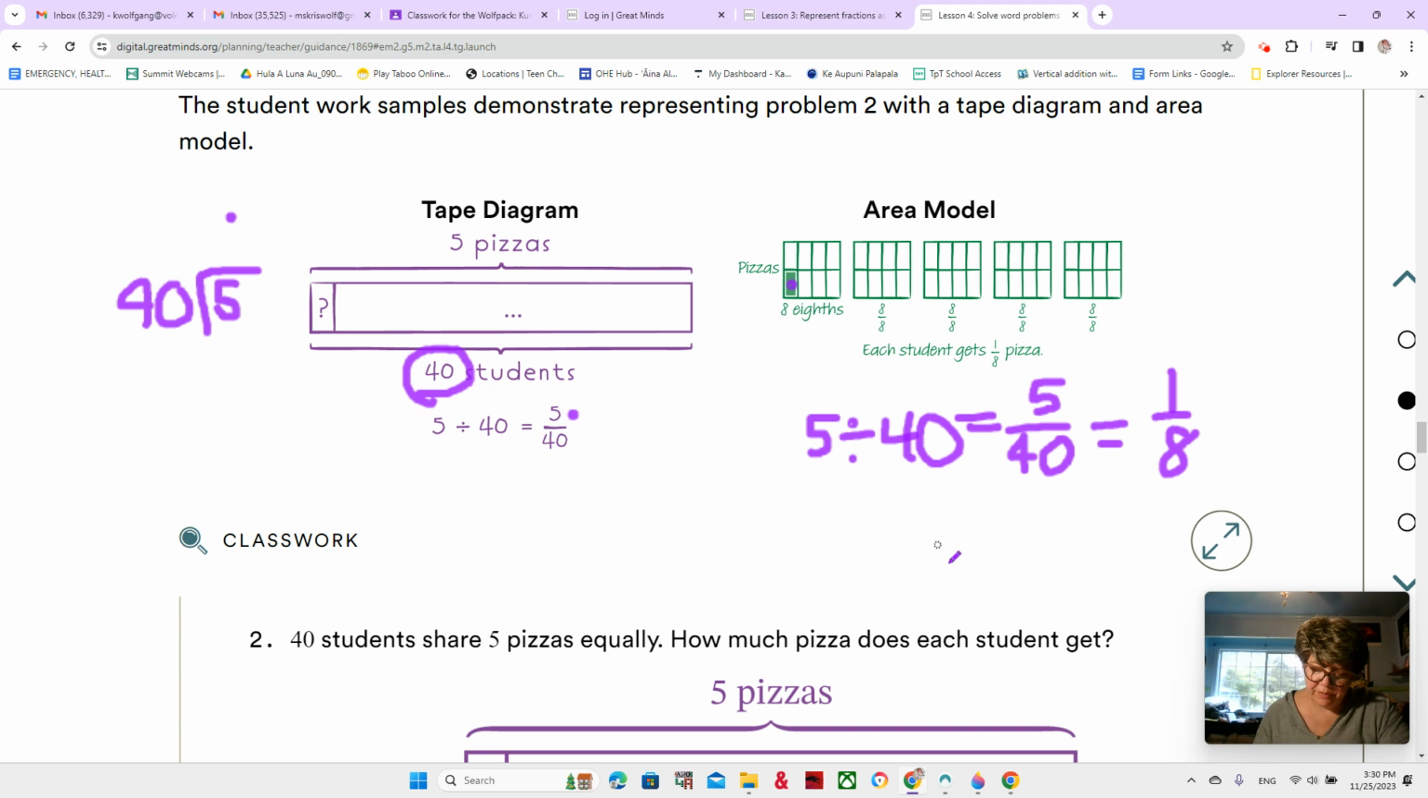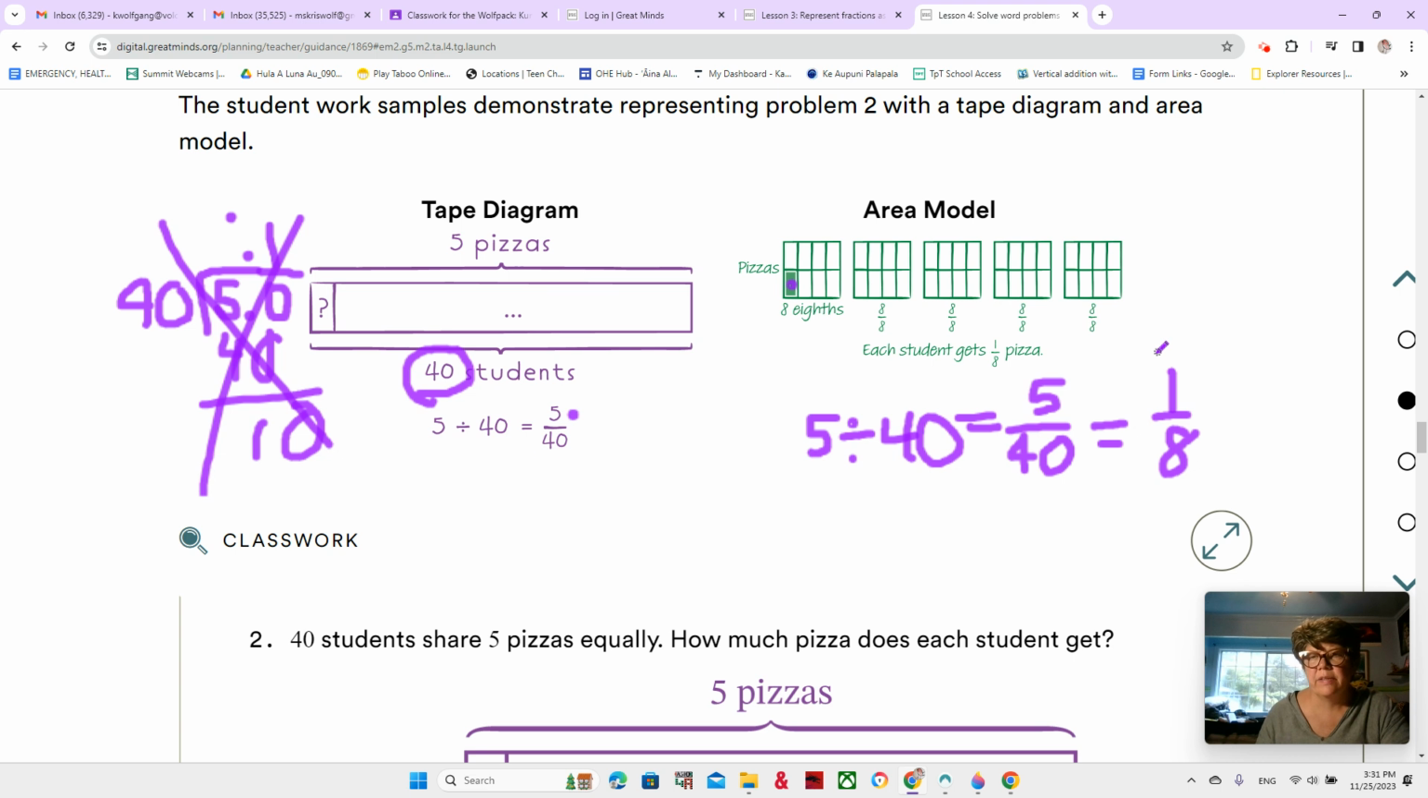Would 5/40ths still be okay? Yes, you are getting 5/40ths of a pizza, but 5/40ths of the pizza is the same as 1/8. Let's think about how we could do this division-wise. You don't really have a decimal of division yet, but that's how we would do it. And then we would say 1 with 10 left over. Yeah, that's not so good.